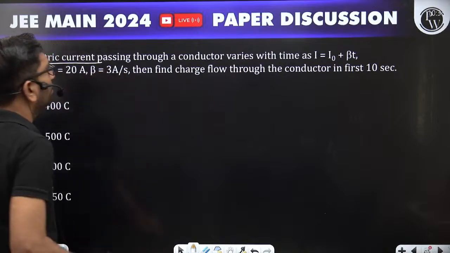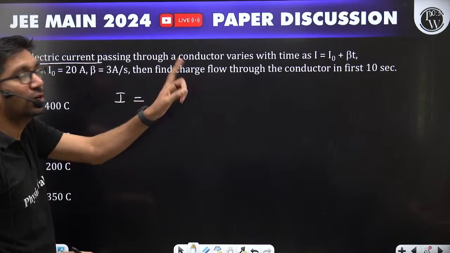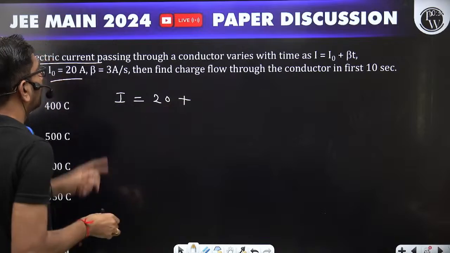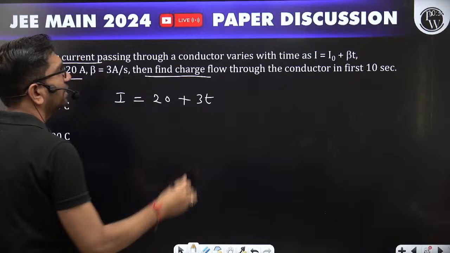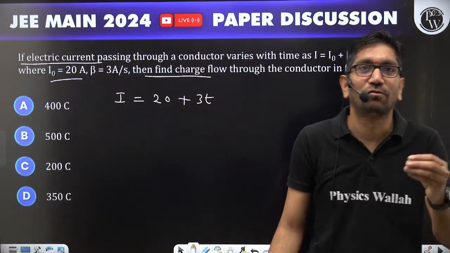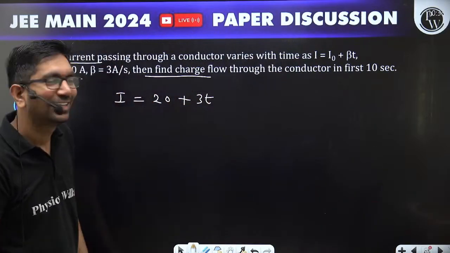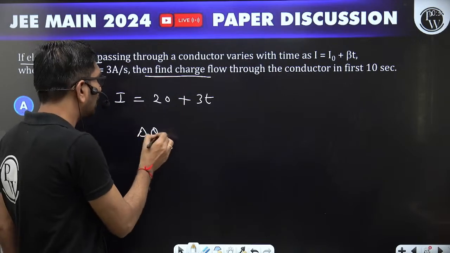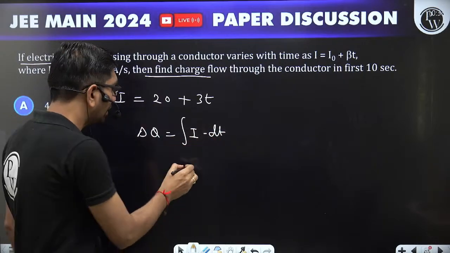If the electric current passing through a conductor varies with time, the current is given as I naught plus beta t, where I naught is 20 and beta is 3. Find the charge flowing through the conductor in the first 10 seconds. Very simple question. You have to find the charge. If the current is variable, to calculate the charge, integrate I into dt. Just do the integration. What do you get?